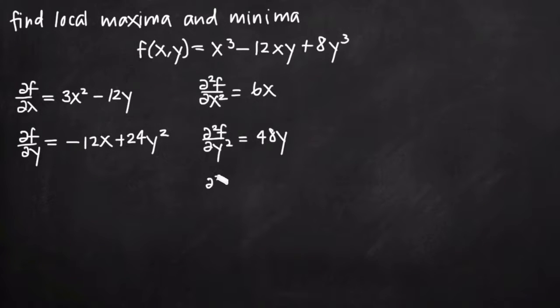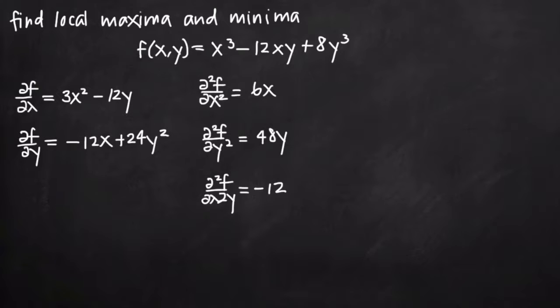Now if I take my mixed second order partial derivative, x, y, what I end up with here, if I start with the first order partial derivative with respect to x, and I take the partial derivative of this with respect to y, now my 3x squared drops away because there's no y variable involved. I'm just left with this negative 12 here, so I get negative 12.